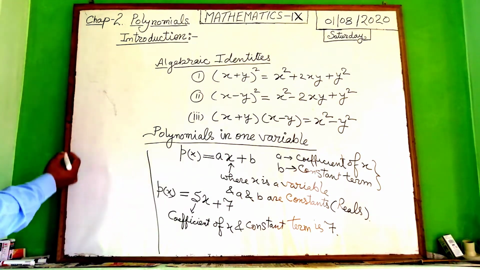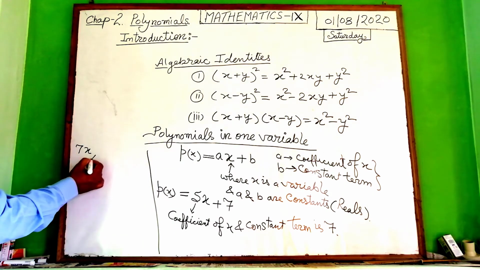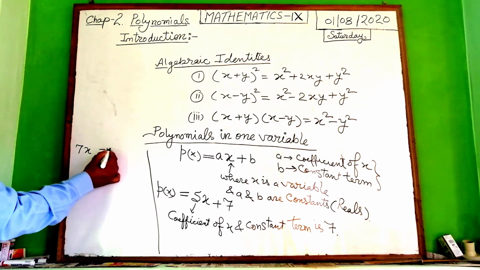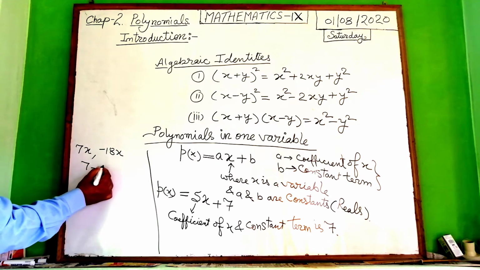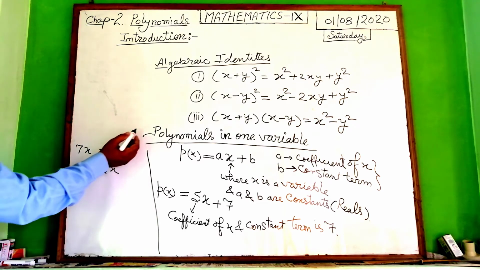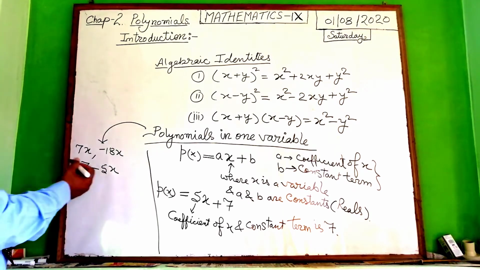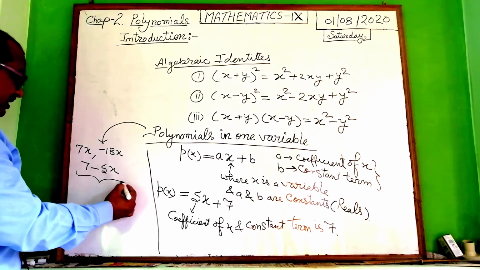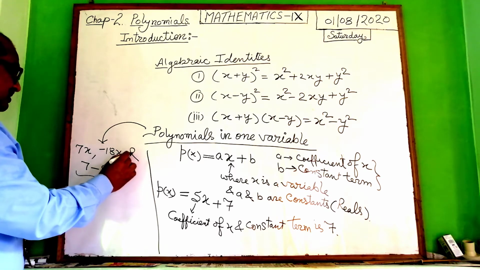You can write some examples. See a few examples. Suppose there is written 7x minus 18x, or 7 minus 5x. All these are examples of polynomial in one variable. So these are a few examples you can understand. I have written here 3 examples.